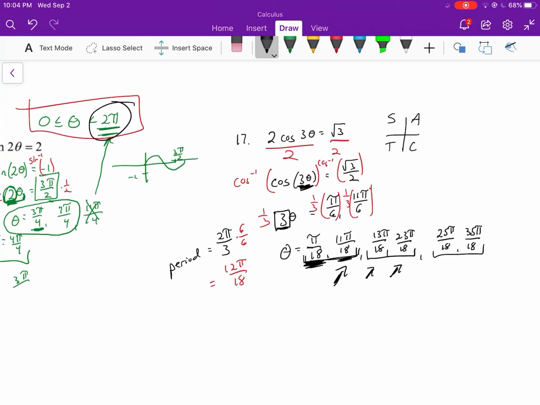Notice that this is really close to 36 pi over 18, which of course is 2 pi. So it looks like, yeah, these are going to be our answers. If we added 12 pi over 18 again, we would be over 2 pi, and so these are our 6 answers.